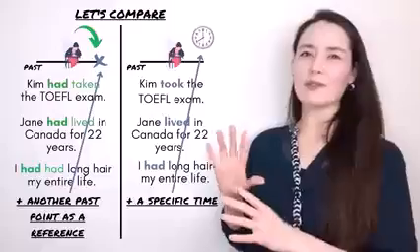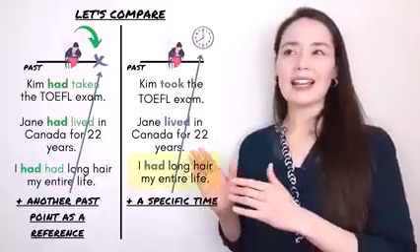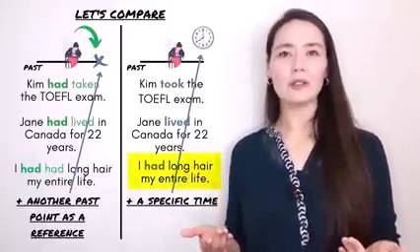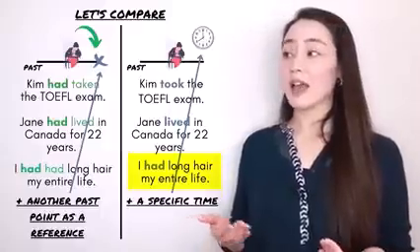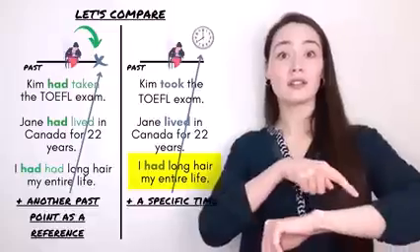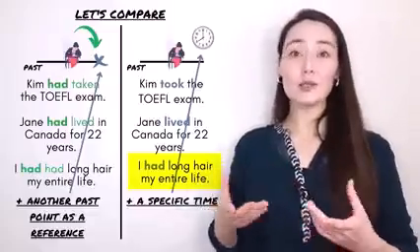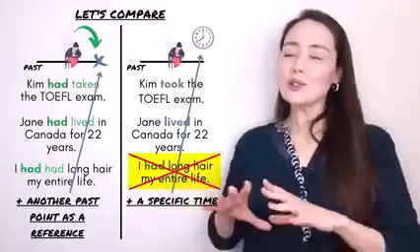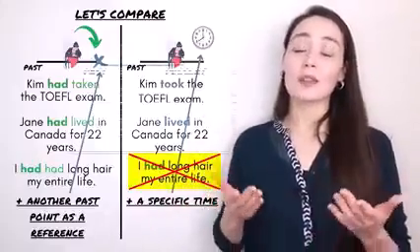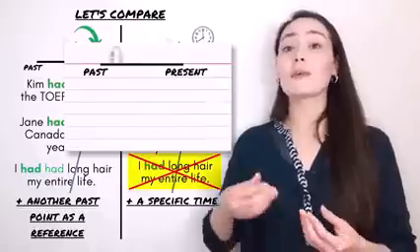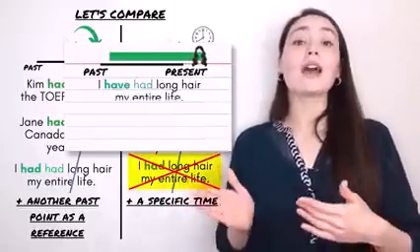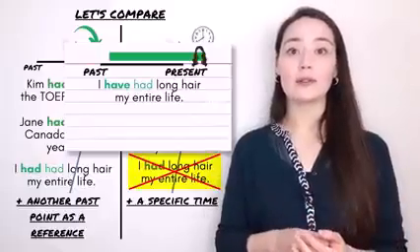But something doesn't feel right. I had long hair my entire life? Past simple? Am I still alive? Yes. Would I use past simple? No. In this case here, you do need to look at the situation. What tense would I use to describe a past to present connection? Present perfect. I've had long hair my entire life.